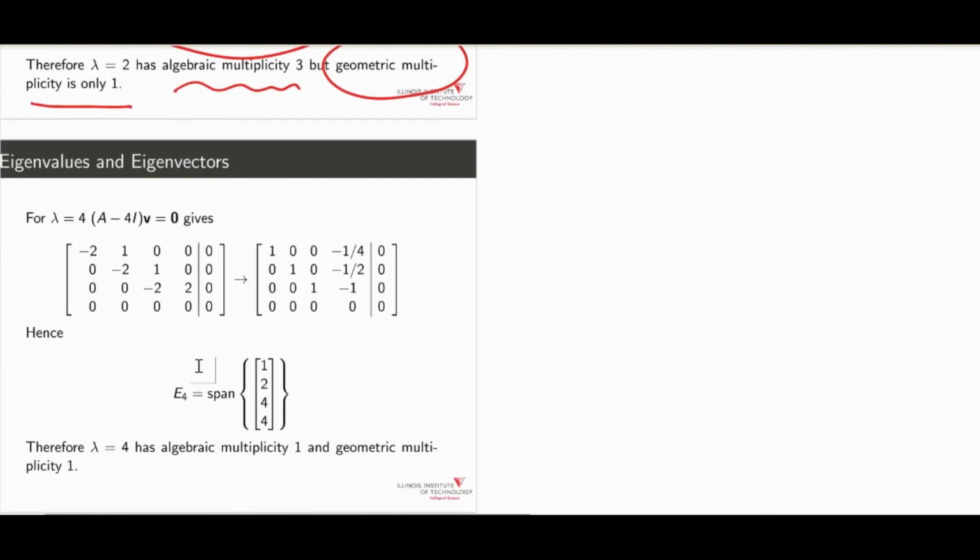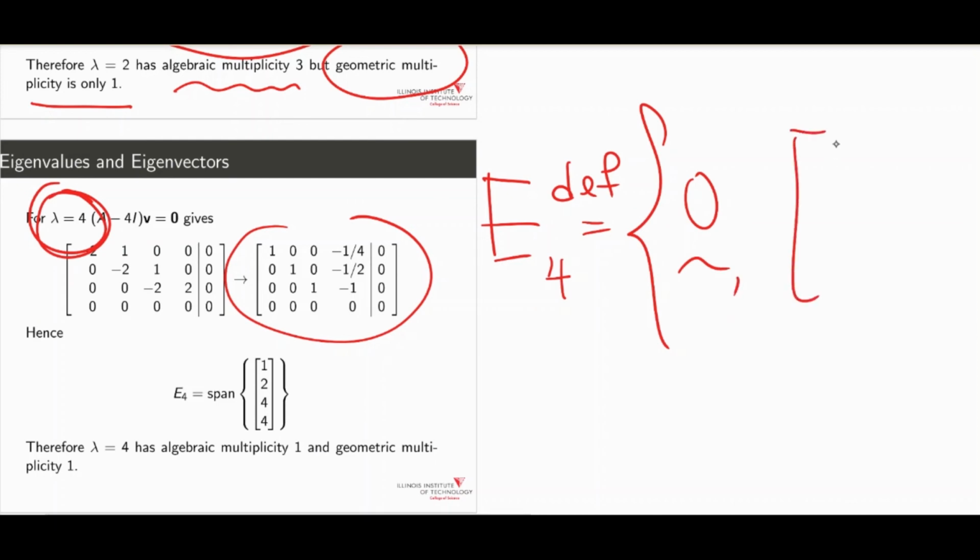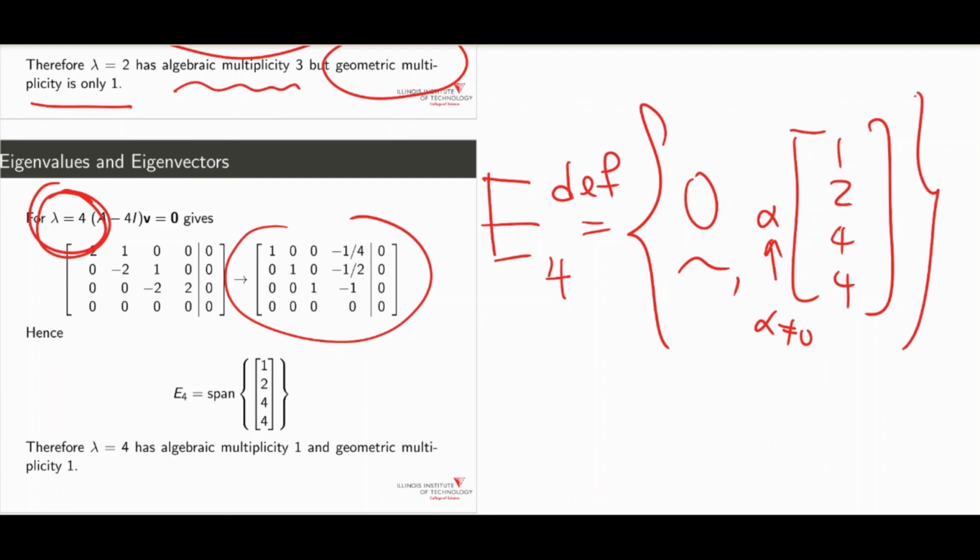If you do lambda equal to 4, you compute that, row reduce, and find the eigenvectors corresponding to the eigenvalue lambda equal to 4. So we can construct this eigenspace right here. By definition, the eigenspace is the set consisting of the zero vector and all the eigenvectors. All the eigenvectors are of the form of a multiple of (1, 2, 4, 4). This multiple cannot be 0, but it's going to be like that.